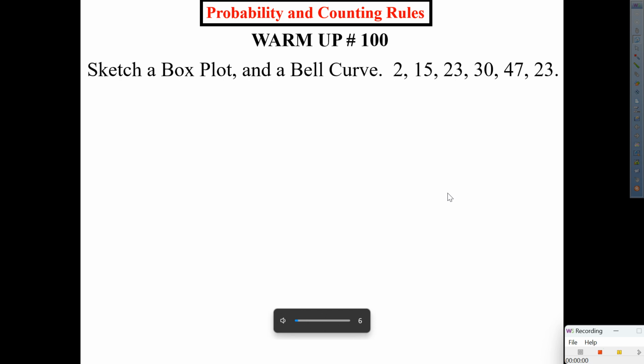Once again, warm up 100, shouldn't take you long. Sketch a box plot and a bell curve: 2, 15, 23, 30, 47, and 23. See how long, it shouldn't take you long, right? We got this.